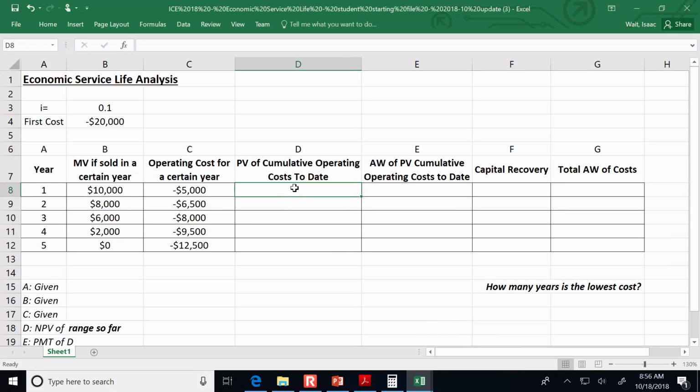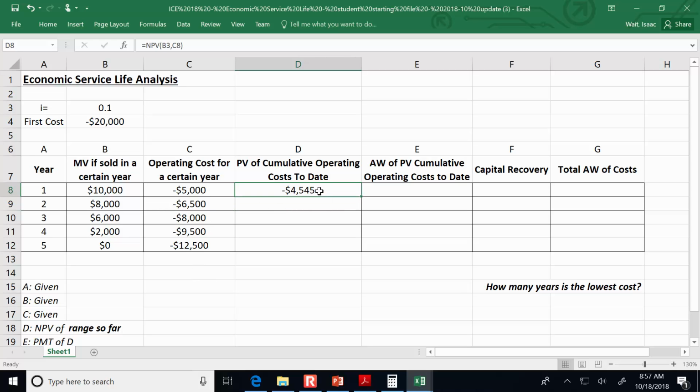Okay, so present value of cumulative operating costs to date. So I'm just going to do the NPV function, equals NPV at 10% interest rate. And for the first one, it's just that 5,000. So what that's doing is it's taking the 5,000 from year 1 to year 0. So this would be the same if I did the PV function, I'd get the same result. But NPV is going to be useful for these other ones.